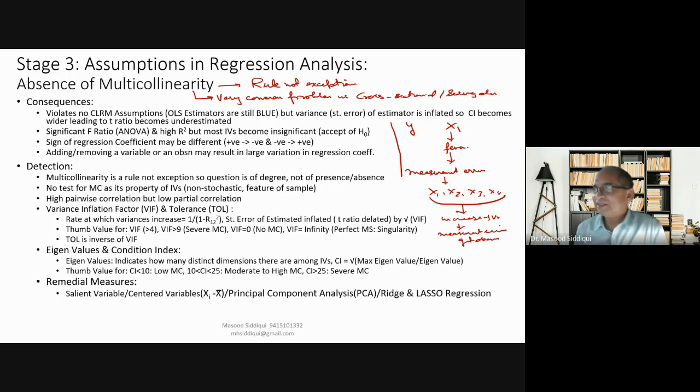But since these variables are measuring the same thing, there must be high correlation among these variables. And this problem is known as multicollinearity, right?